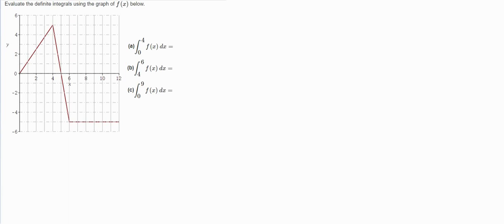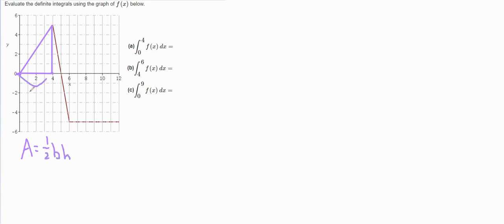So we're going to evaluate the definite integrals using that graph below, and basically we're just trying to find the area. So for this first one, we're trying to find the area from when x is 0 to when x is 4. And we can kind of see a triangle there. Then we just have to go back to our middle school days to remember that the formula for area of a triangle is 1/2 base times height.